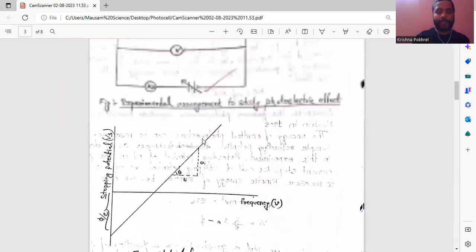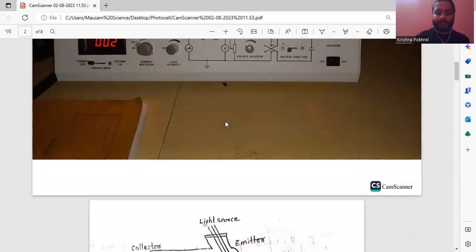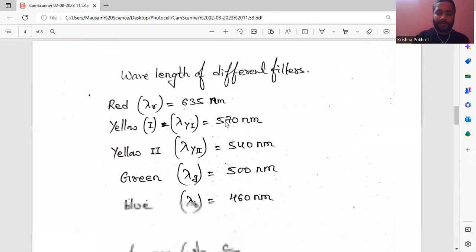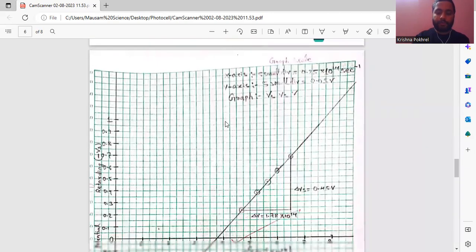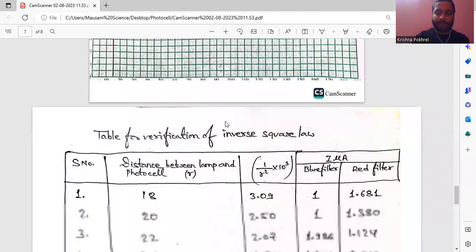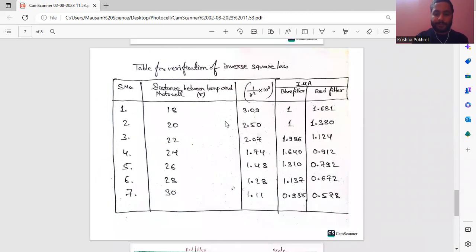You see here, as the distance decreases, the current increases. And as the distance increases, the current decreases. So that's why we call it the inverse square law. I have data over here for the two colored filters. This is the verification of inverse square law. This is the serial number and the distance between lamp and photocell.